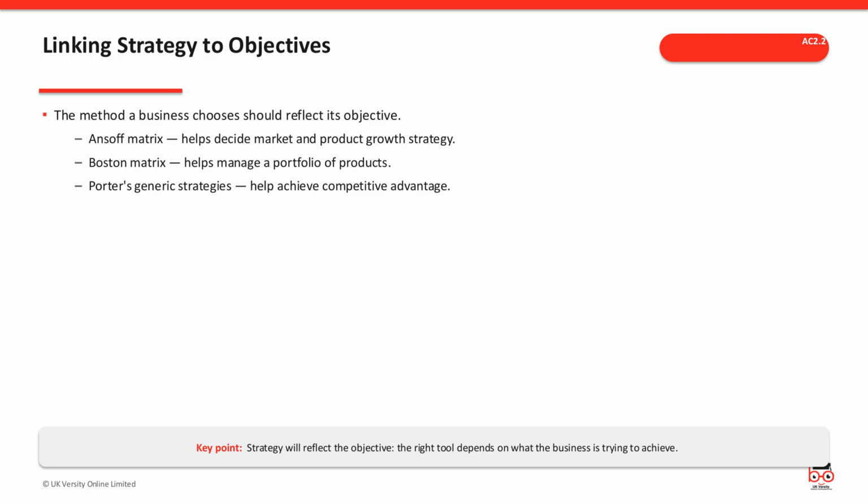Once you've analysed the situation, you have to choose a method, and the method should always reflect the objective. If the goal is growth, the Ansoff matrix helps you decide how. If it's managing a range of products, the Boston matrix is your guide. And if it's building a competitive edge, Porter's generic strategies come in. The right tool, in other words, depends entirely on what the business is actually trying to achieve.